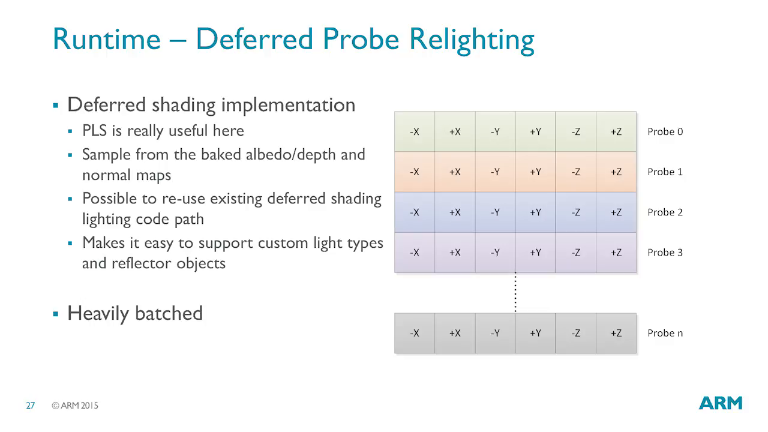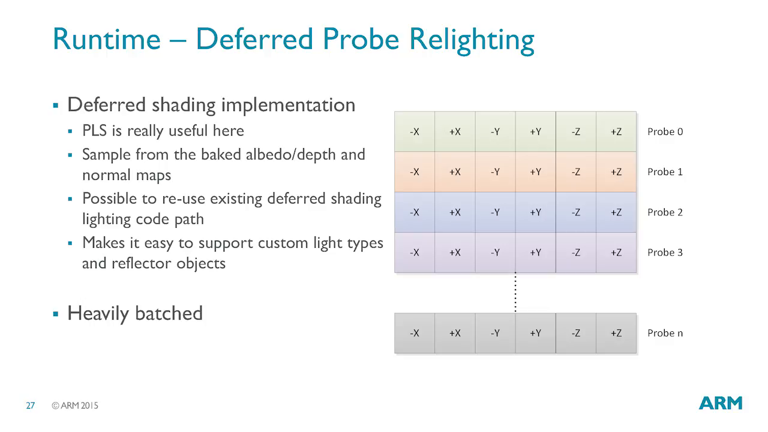The third step is the relighting of the probes. It uses the offline output, where we store their albedo, normal, and depth. And we basically do a deferred shading approach using that information. This is where PLS comes into play, because PLS is very, very useful to do this at high precision, to accumulate all the lighting information per probe.